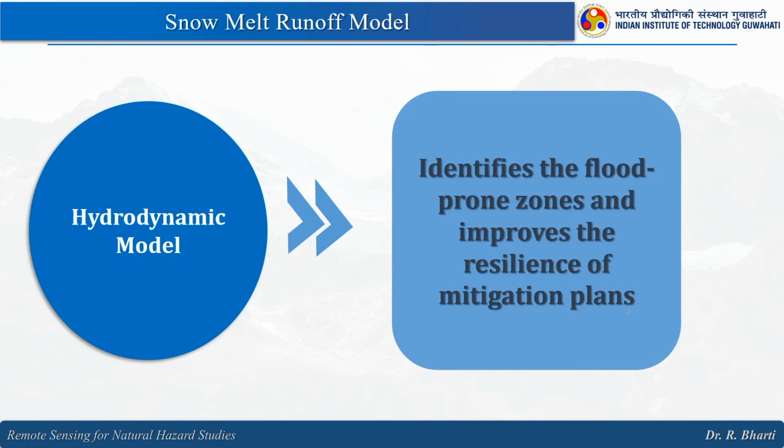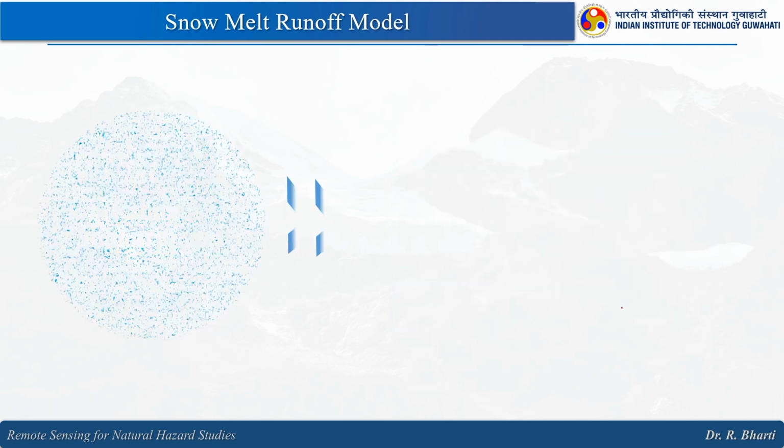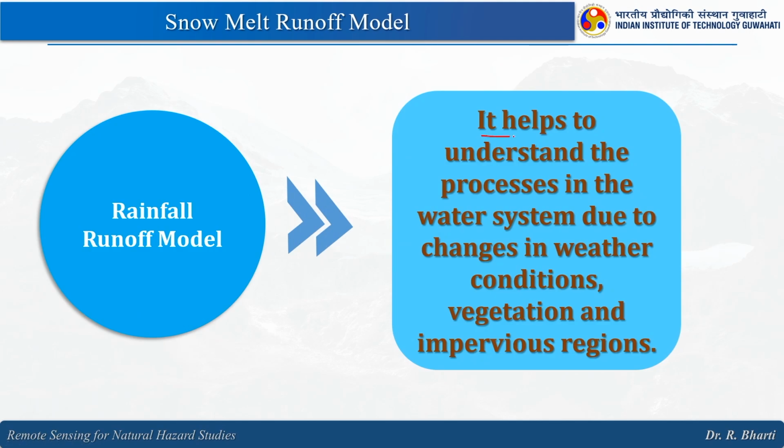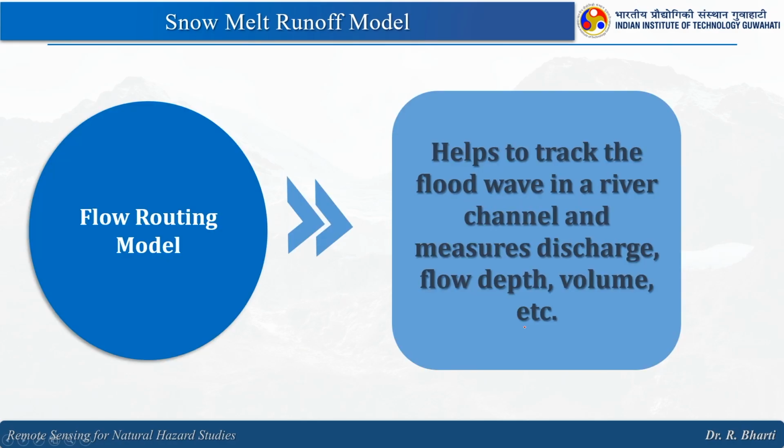Then comes hydrodynamic modeling. It identifies the flood prone zones and improves the resilience of mitigation plans. Then the rainfall runoff model helps to understand the processes in the water system due to changes in weather condition, vegetation and impervious regions, right. Then we have the flow routing model, which helps to track the flood waves in a river channel and measure discharge, flow depth, volume, etc., right. So this is the flow routing model.